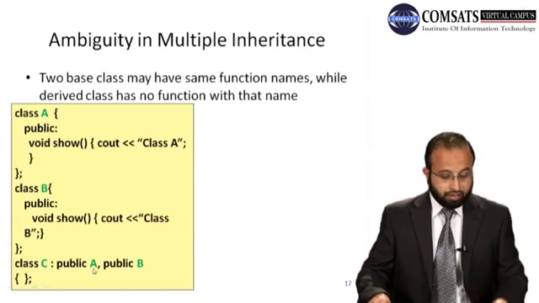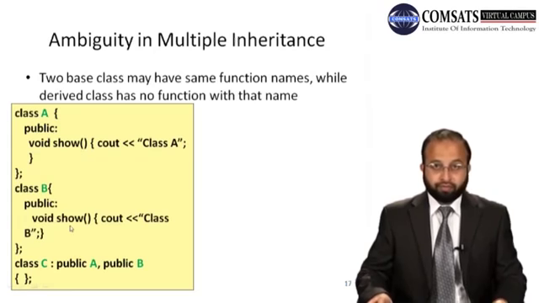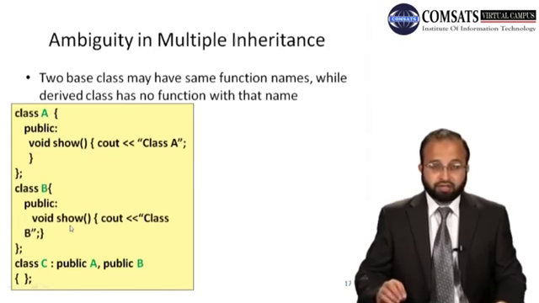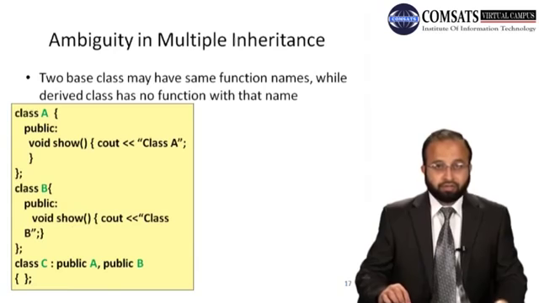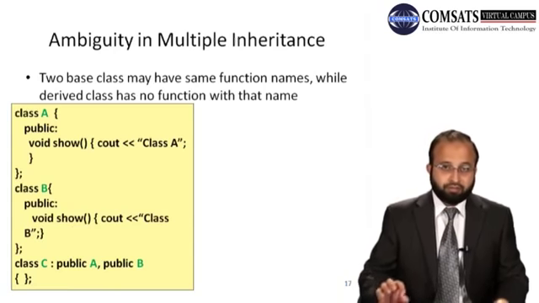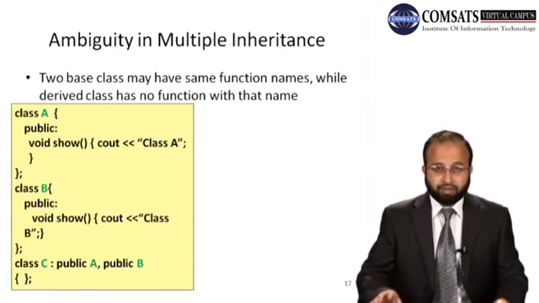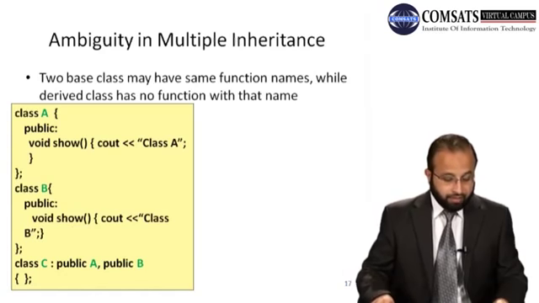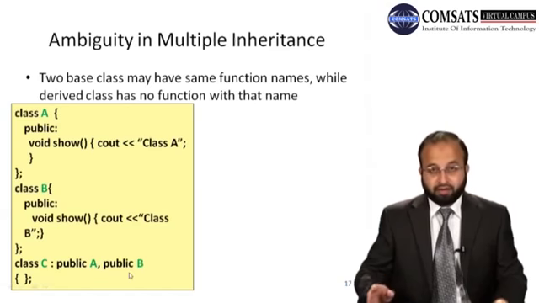class C is derived from class A and class B, and in class A we have a function show that has the same prototype as the function show in class B. ठीक है? So B में भी हमारे पास एक फंक्शन है जिसका नाम show है, A क्लास में भी फंक्शन है जिसका नाम show है, और दोनों की type same है, that is return type, number of parameters, whatever, they are the same.